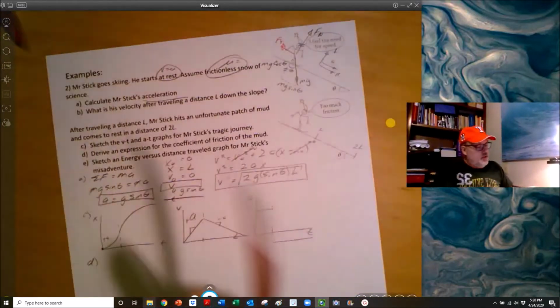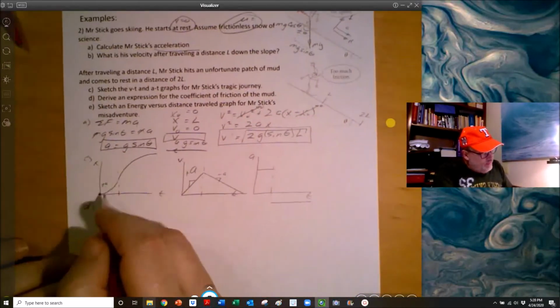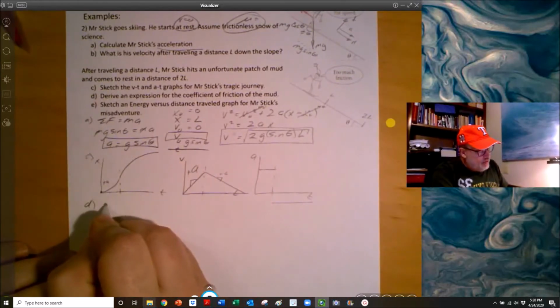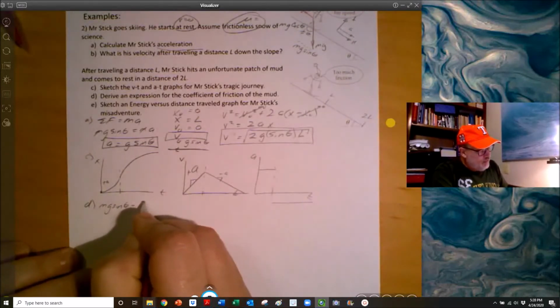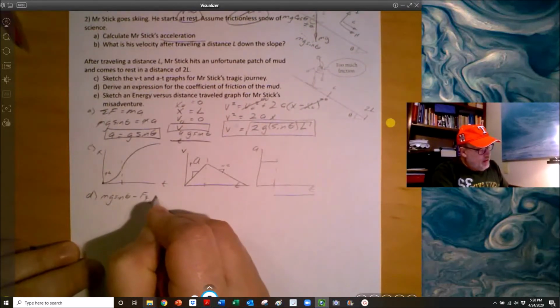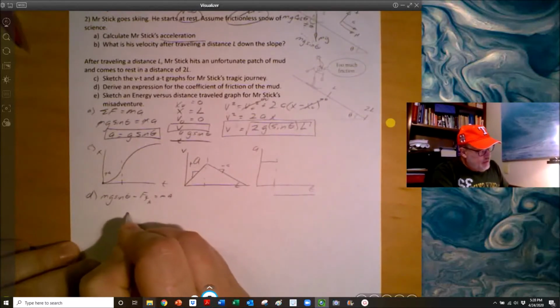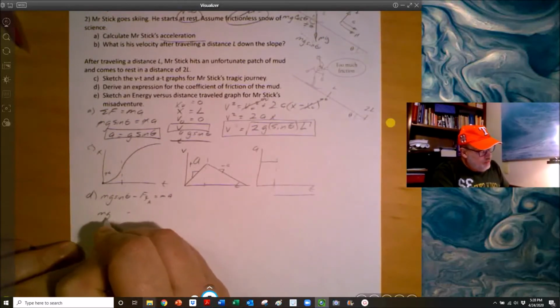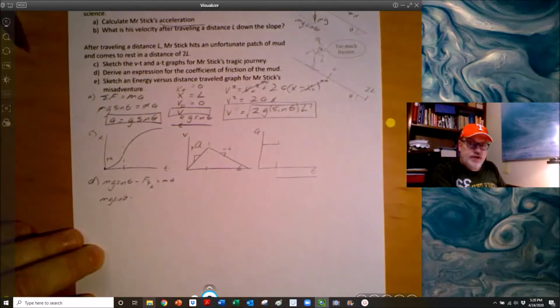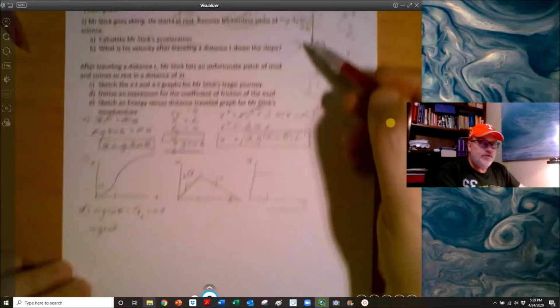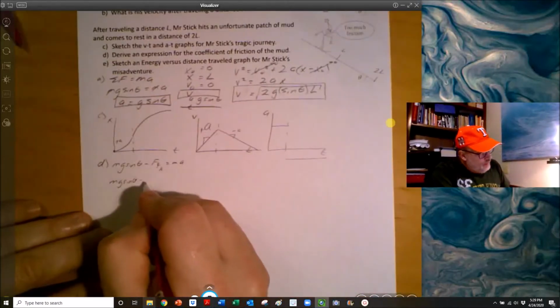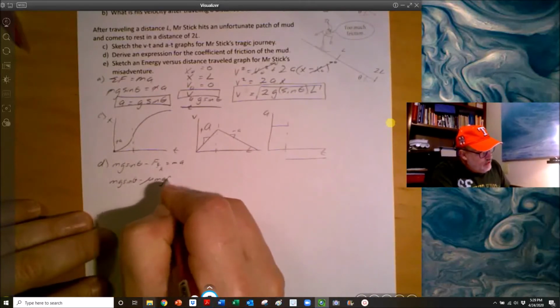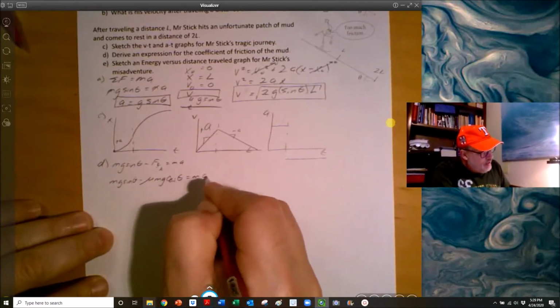All right, so that means our equation up here has changed. Instead of it just being mg sine theta, now we have a subtraction of our kinetic friction force equals ma. And this equals mg sine theta minus friction, and our friction is mu times the normal force. But our normal force we already know has to be mg cosine theta. All right? So this is going to be mg sine theta minus mu mg cosine theta equals ma.